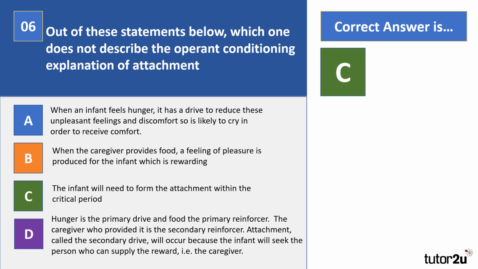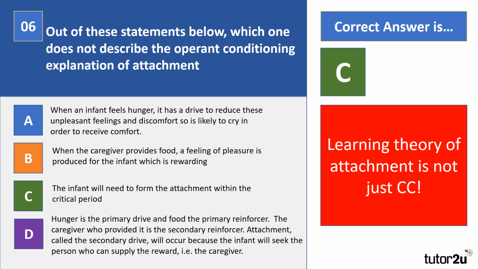Right, the correct answer that you're looking for here is C. Now C, the infant will need to form the attachment within the critical period, is obviously part of Bowlby's monotropic theory, talking about the critical period. The reason that we've included this question is just to highlight for you that the learning theory explanation of attachment isn't just about classical conditioning. There is also an operant conditioning explanation of attachment.